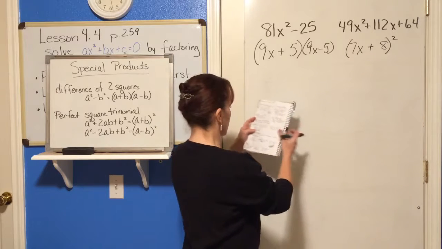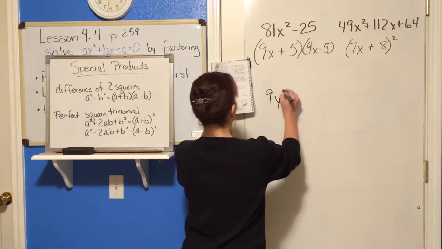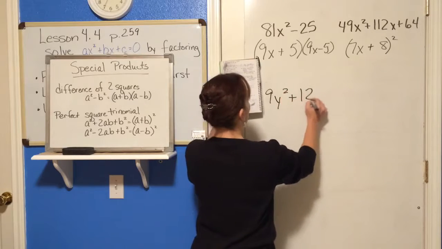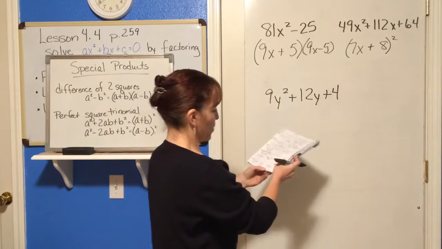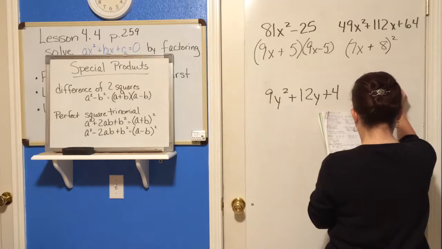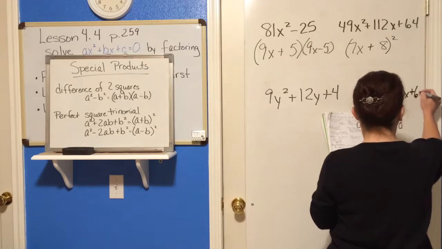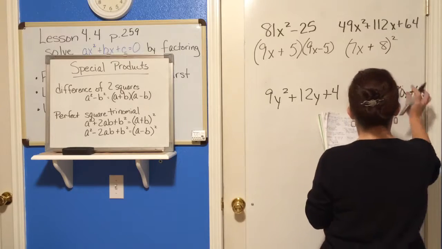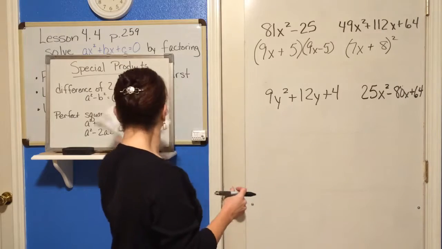Try this one on your own. 9y squared plus 12y plus 4. And one more, 25x squared minus 80x plus 64. Try them on your own. Pause it, try it, and then come back.